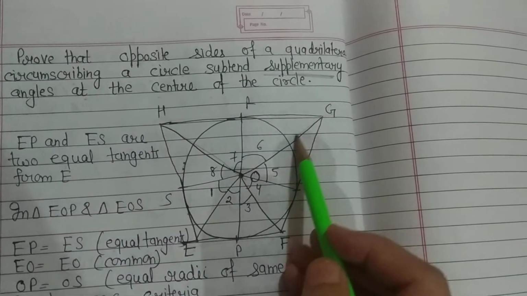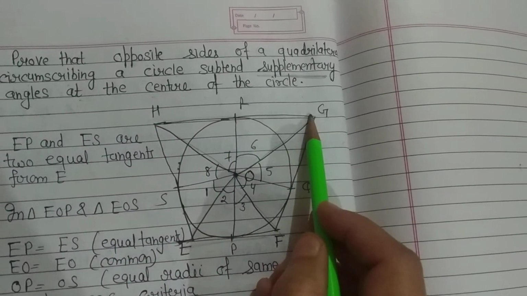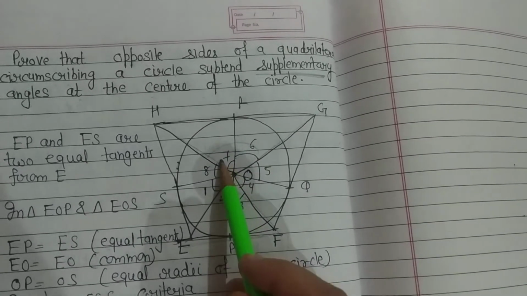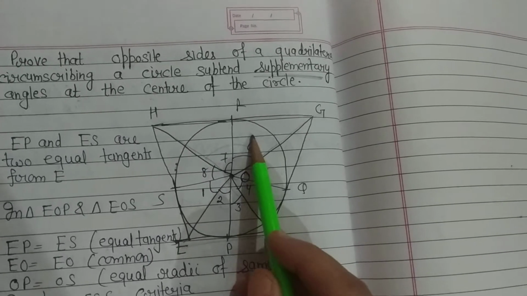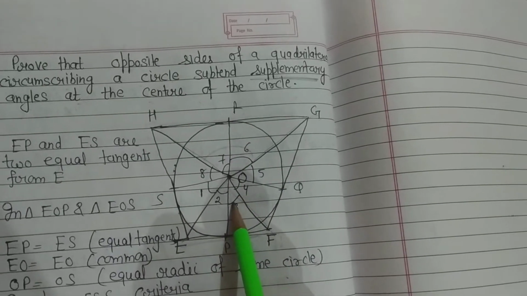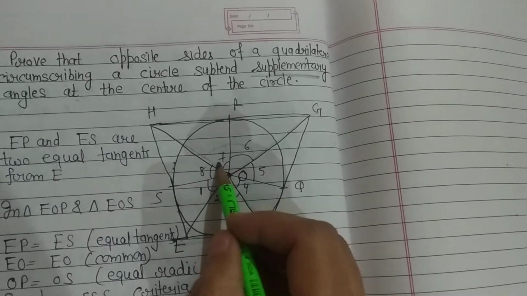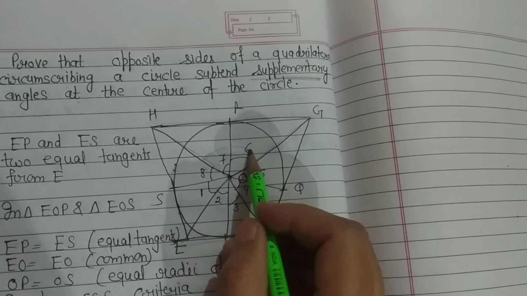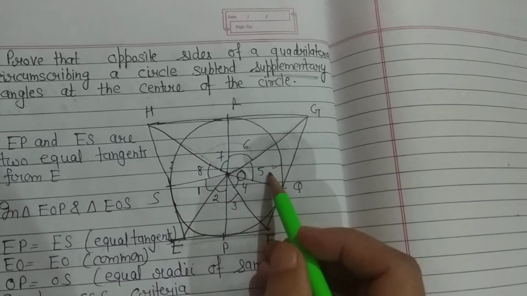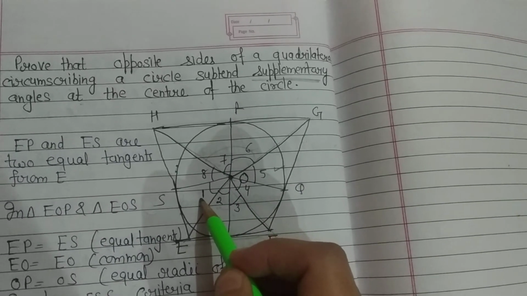Means this is the angle, and this is the angle made by the opposite pair of the sides at the center. Means here angle 2 plus angle 3, angle 7 plus angle 6. These are the two angles made by the opposite sides of the quadrilateral at the center, and we have to show that the sum of angle 2, angle 3, angle 7 and angle 6 is coming 180 degrees. Supplementary we have to show. Similarly, we will show angle 5 plus angle 4 plus angle 8 plus angle 1 is equal to 180 degrees.